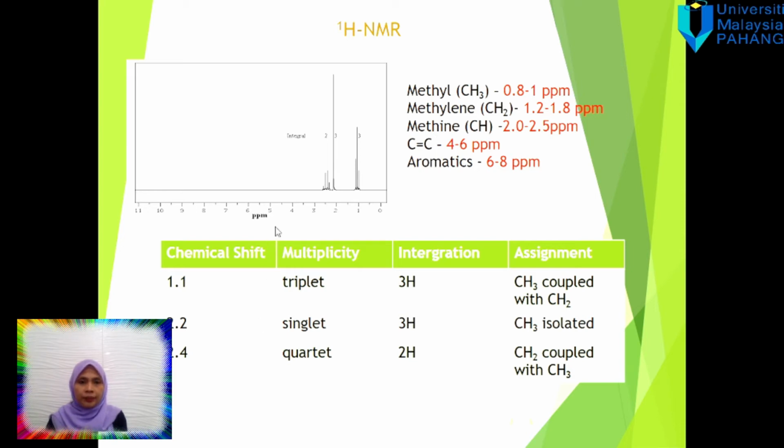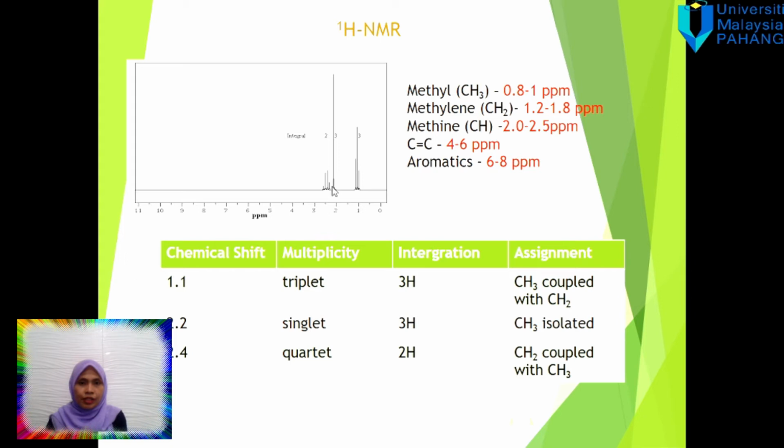proton NMR. In this case, the chemical shift for the first signal is 1.1. We see the multiplicity is a triplet, and 3H is the integration. Based on this, we first write down all the information in this table. After that, the last part will be the assignment.